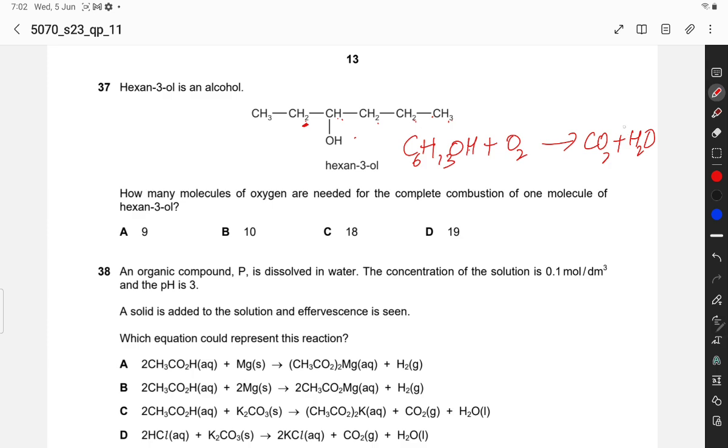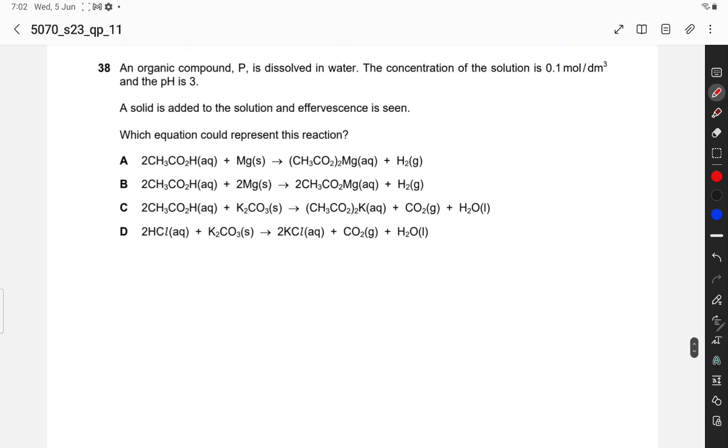So 14 hydrogens give 7 water, and 6 carbons give 6 CO2. 6 times 2 is 12, and 12 plus 7 is 19. So 19 oxygen atoms are needed on this side. One is already in the alcohol, so 18 are needed, which is 9 oxygen molecules. A option is the correct option.